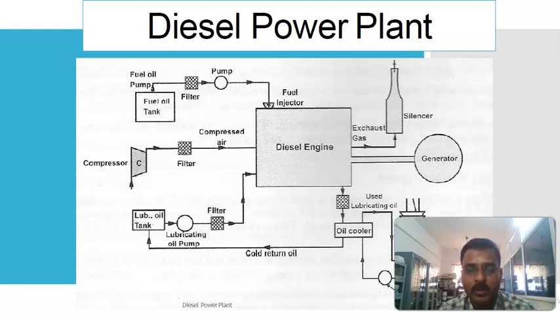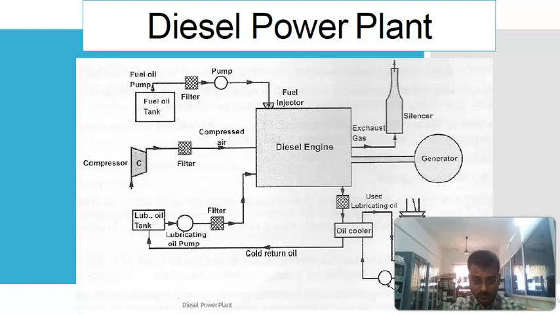The fuel tank comes first, filled with diesel fuel, and there will be a filter and a pump for that diesel oil, and it will enter into the diesel engine with the help of the fuel injector. The compressor is where air will be compressed and sent inside the engine. The lubrication oil tank supplies oil so that the engine does not get any wear and problems. So it enters into the diesel engine.